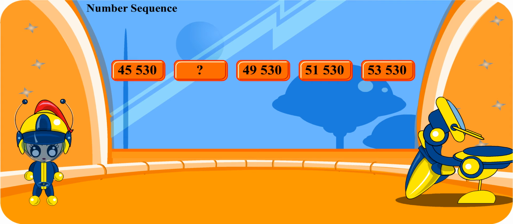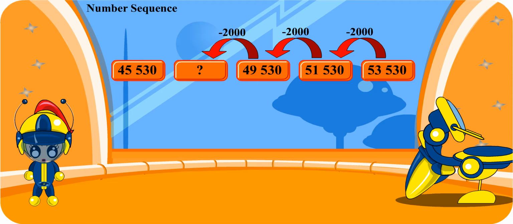I want to try a question on my own, teacher. Okay, here is the question. I have to study the sequence to determine the pattern. I noticed that the third number is 2,000 less than the fourth number, and the fourth number is also 2,000 less than the fifth. The pattern is such that the number is always 2,000 less than the next number. Thus, the second number must be 2,000 less than the third number, 49,530.